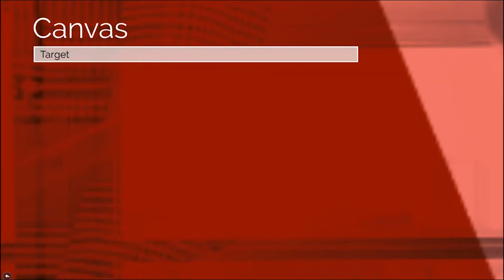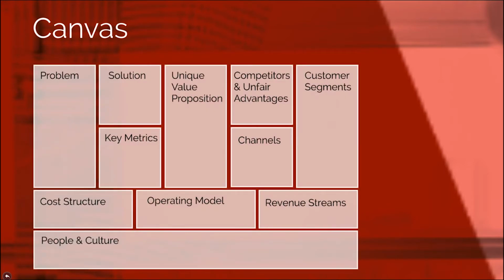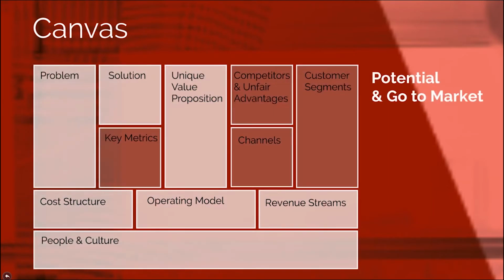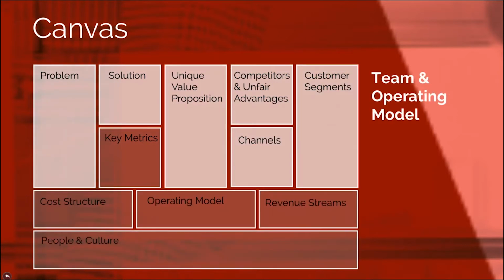Area number one is called target. In this area, we define what part of your business this specific canvas will focus on. Area number two is called canvas. This is where all the magic happens. This area consists of 11 building blocks, which are furthermore divided into three segments. Segment 1, idea and value proposition. Segment 2, potential and go-to-market. Segment 3, team and operating model.